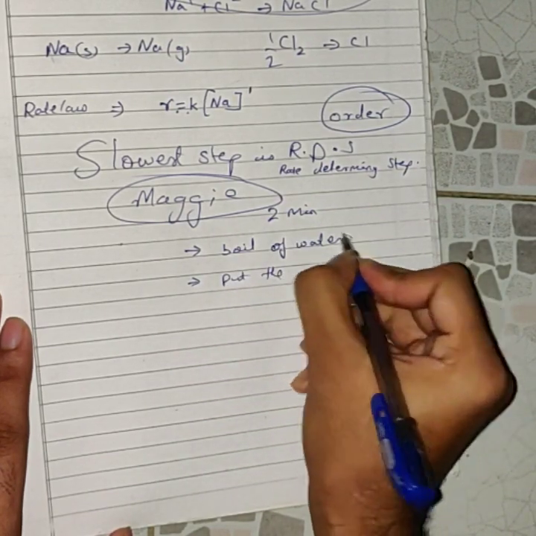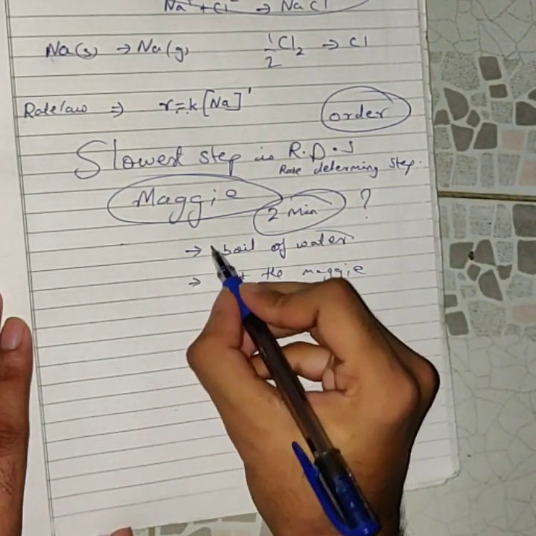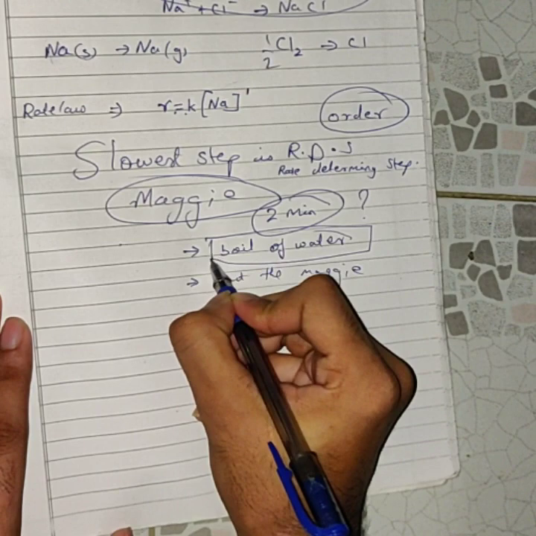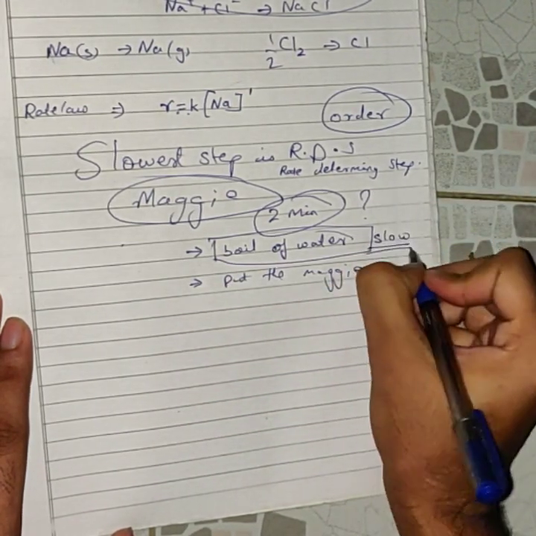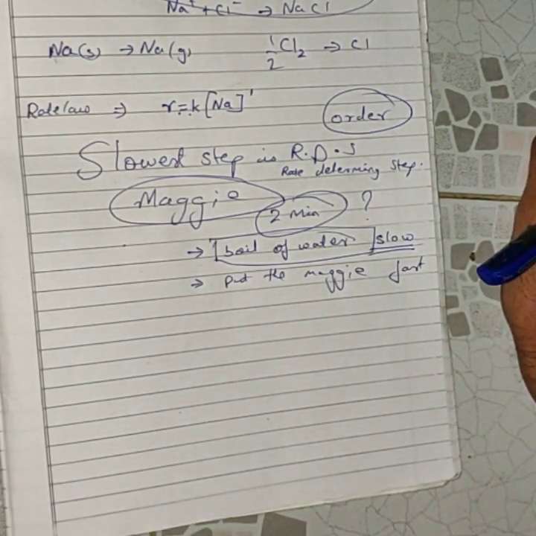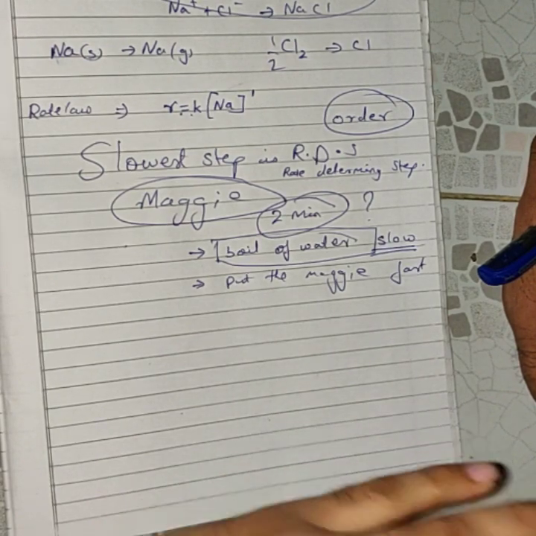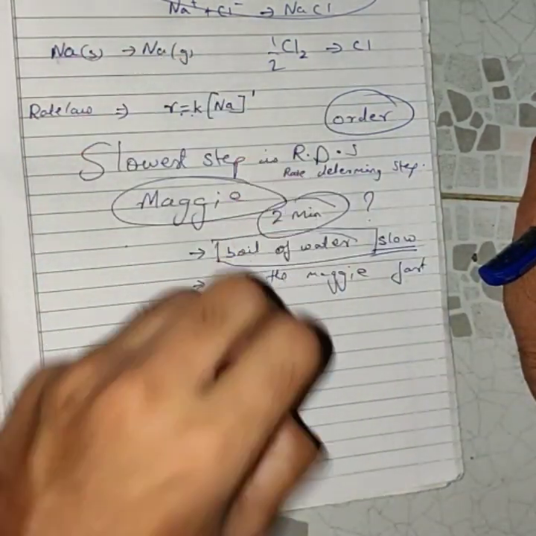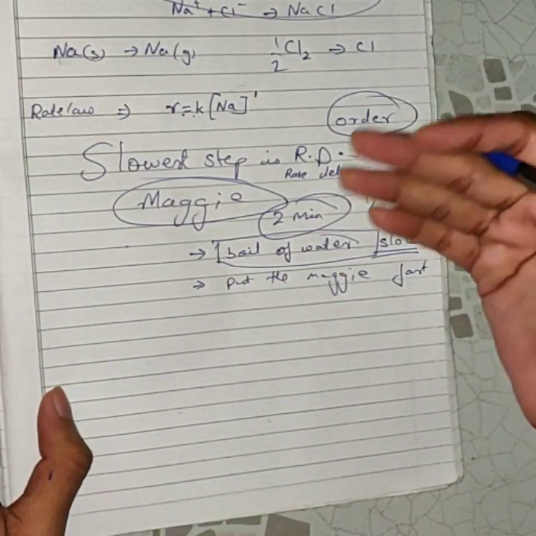Now if you see why it is known as 2 minutes Maggie, it is because boiling of water takes place at a slower step, the slowest rate I can say. So this is the slow step and this is the fast step. Okay, so that means when you're preparing Maggie, maximum time is consumed in boiling water, not in putting that Maggie.